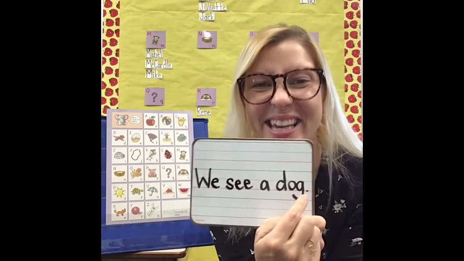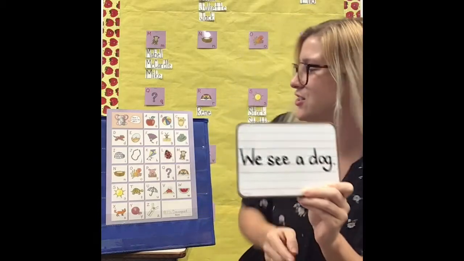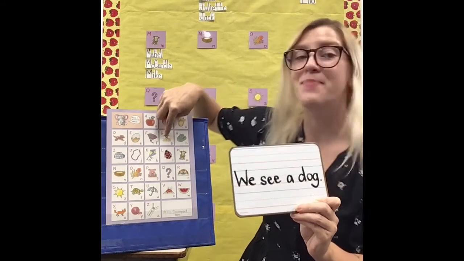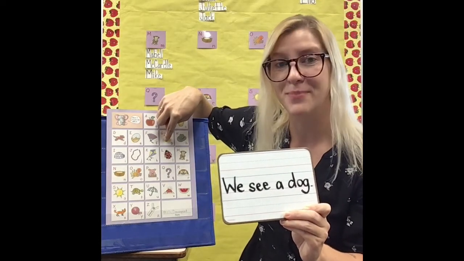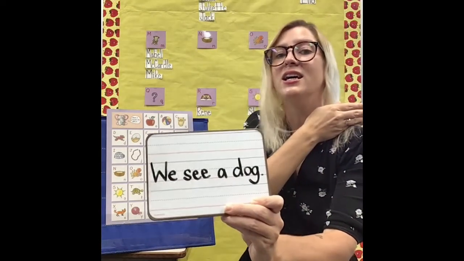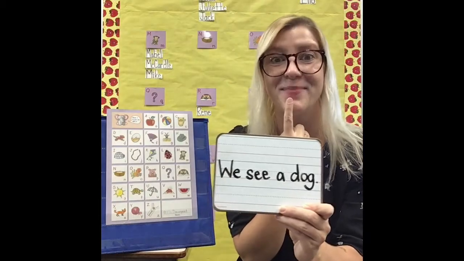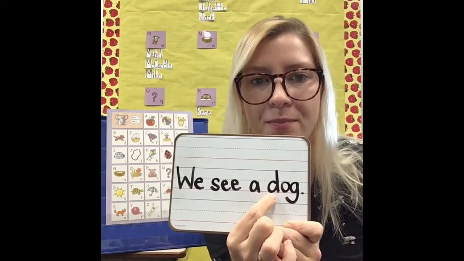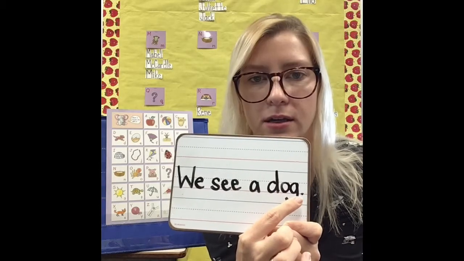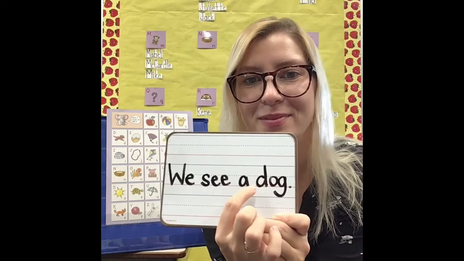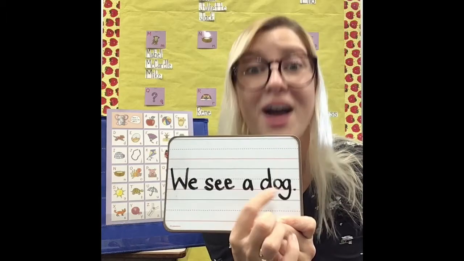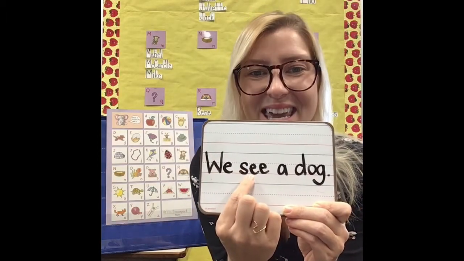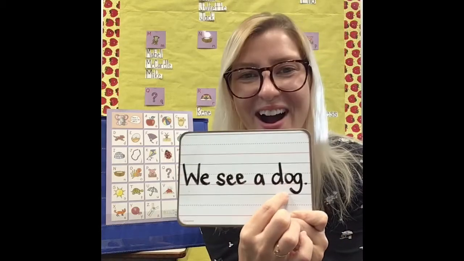Let me find this letter. This is the letter G. I'll find the letter that looks like the G. Here's the G. The picture is a goat. The first sound I hear in goat is g. That's the sound the letter G makes. So let's try this word again. D, O, G. Let's put it together slowly. Dog. So this sentence says, we see a dog.